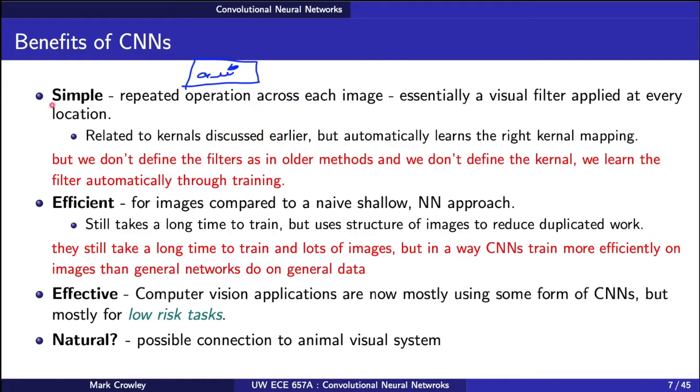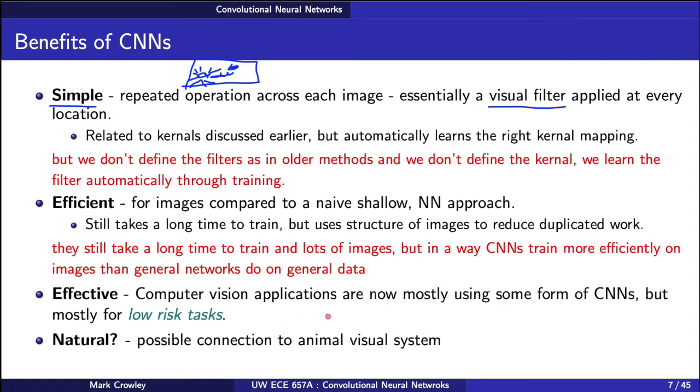So the CNN has a simple idea of trying to learn basically a visual filter that you apply at many locations. And the filter is the thing that tells you how a pixel relates to the space around it. And you're learning these filters and you apply them everywhere and you repeat them. This turns out to be more efficient because we're going to use fewer links, fewer weights in the network than you would for something fully connected.